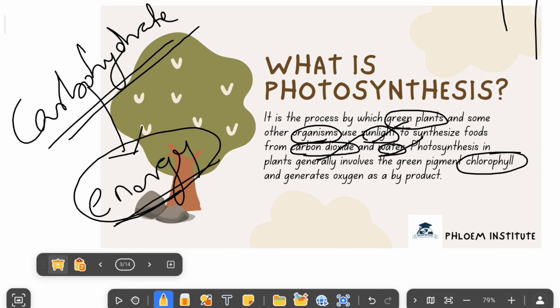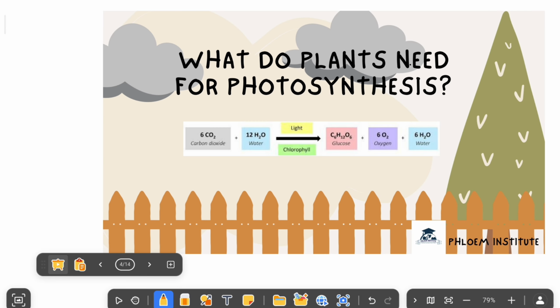Now let's see what plants need for photosynthesis. You can see the chemical equation. That chemical equation tells we need carbon dioxide, water, then we need the sunlight. Now you can see here something called chlorophyll. This chlorophyll will trap the sunlight.